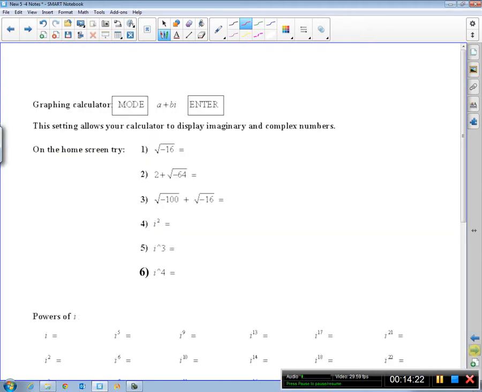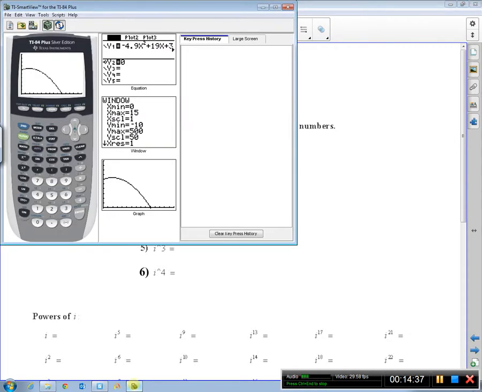Well, a little bit of good news. Your graphing calculator can help you do some of these. So we're going to go find our mode button, and we're going to find a plus bi mode. It's all the way down at the bottom. So let's see if we can do that. Mode is right here. And if you go down to the bottom, not quite all the way. Here it is. It's in real mode right now. You can go over to a plus bi mode and hit enter.